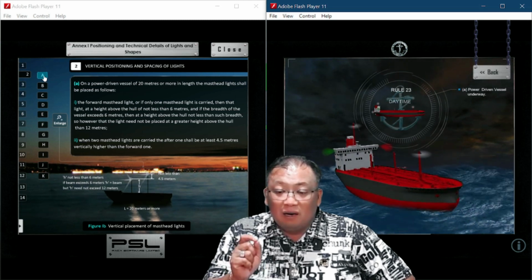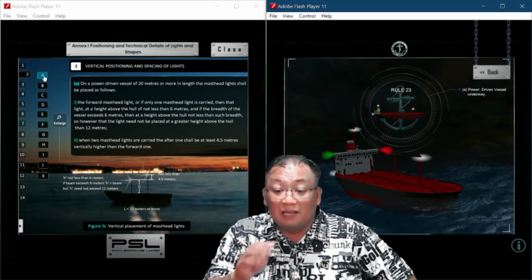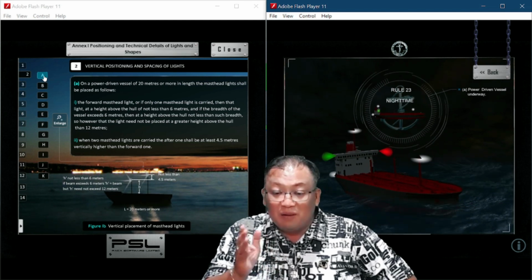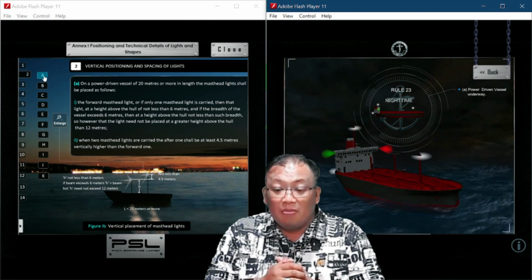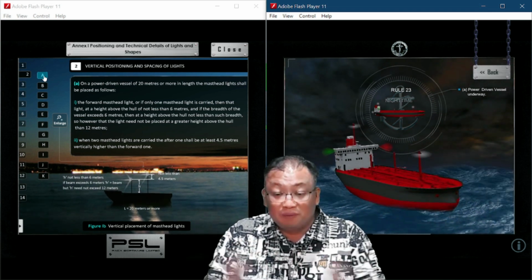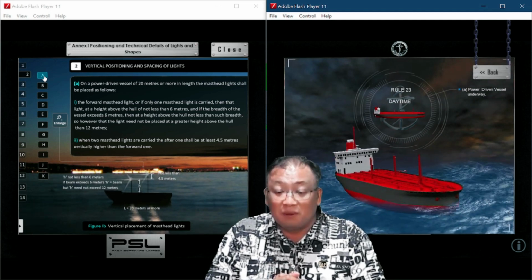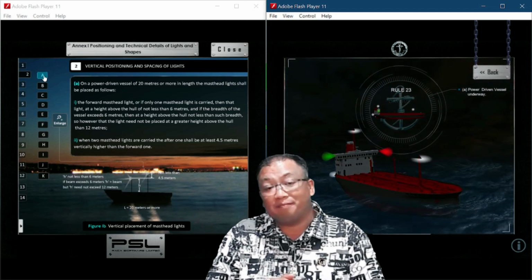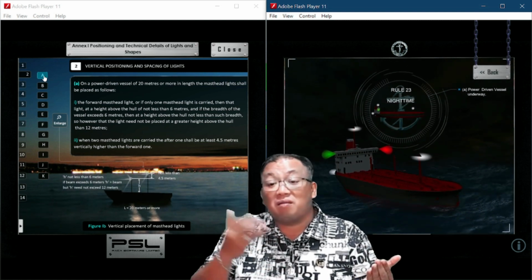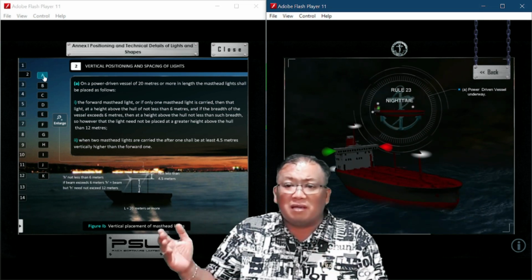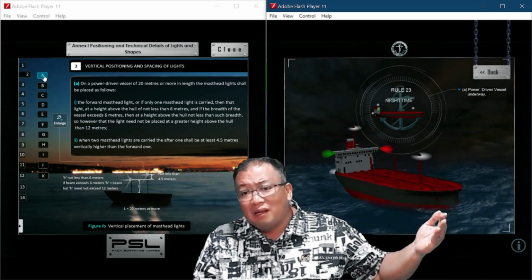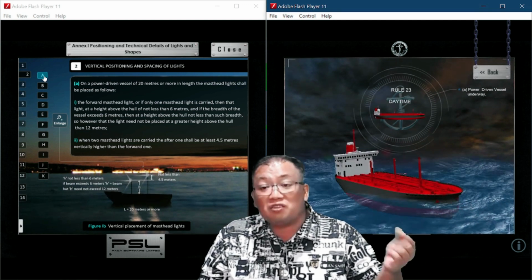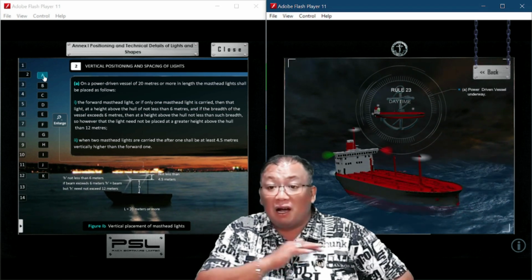Or if only one masthead light is carried, then that light is at a height above the hull of not less than 6 meters. And if the breadth of the vessel exceeds 6 meters, then the height above the hull shall be not less than such breadth. However, the light need not be placed at a greater height above the hull than 12 meters. The minimum is 6, the maximum is 12 meters. If you carry only one masthead light, the forward masthead light, then the light shall not be less than 6 meters above the hull.